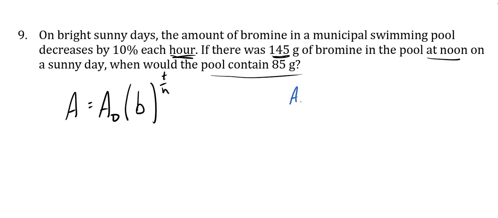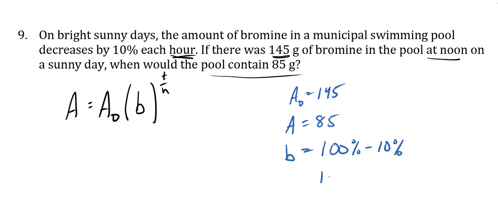What are my givens? The initial amount is 145. The amount that we're looking for is 85. The multiplier decreases by 10% each hour. So what's my multiplier? 0.9, thank you. So it's the amount that's left. It's not how much it's decreasing by. You subtract that from a whole. So it's like 100% minus 10%, or 1 minus 0.1. Either way, it's 0.9. That's the multiplier. I'm left with 90%, so that's what we multiply by to find the amount that's left.